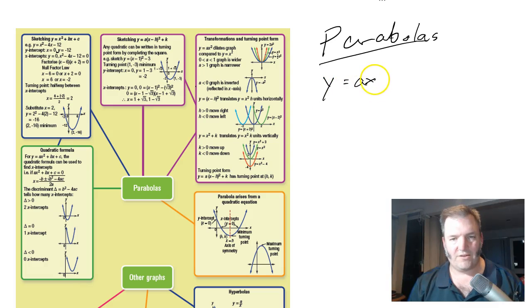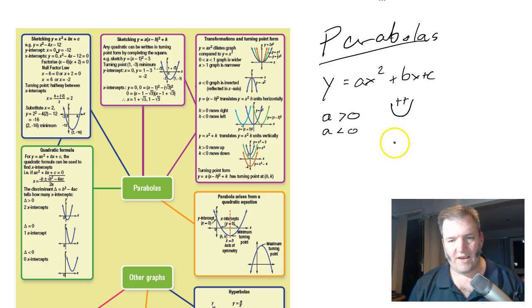y equals ax squared plus bx plus c. So what are the key features we've got to label? Got to label the intercepts, got to label the turning point. Remember, what are the different things that we can tell? If a is greater than 0, so we've got a positive value of x squared, it's a happy face because it's positive. If a is less than 0, what do we have? We have a sad face because you're feeling down, you're feeling negative. We remember those things pretty easily.